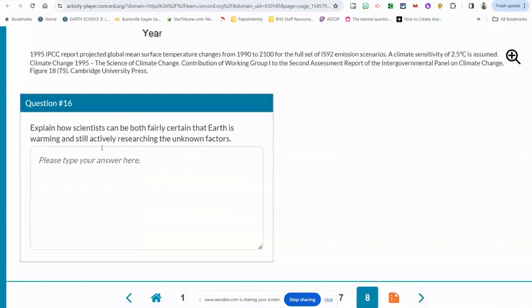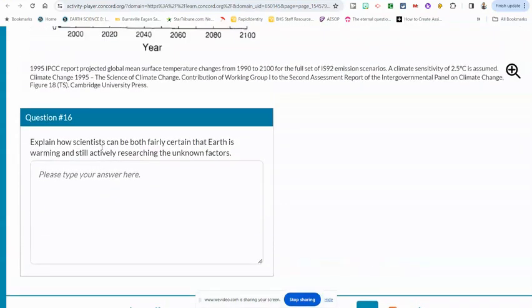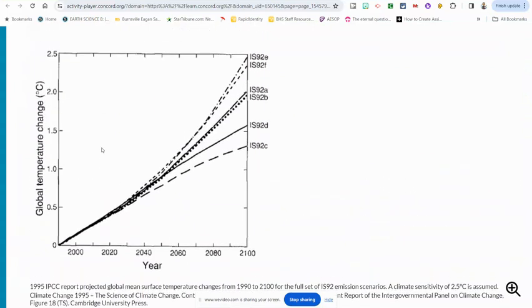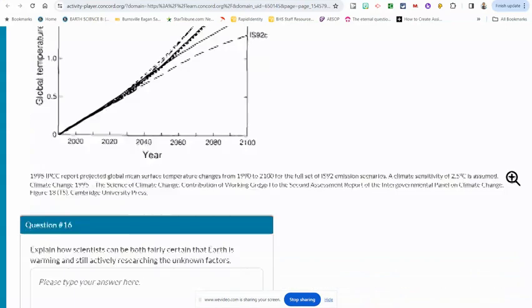So question 16, it says, how can scientists be both fairly certain that Earth is warming and still actively researching unknown factors? All right, so what is that saying? It's saying, how is it we know Earth is warming? We can measure all that, but we're still researching because we don't know what we don't know. The climate system is very complex. There are a lot of variables to get into.